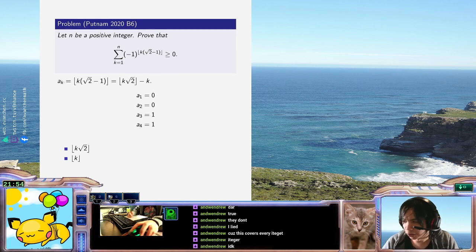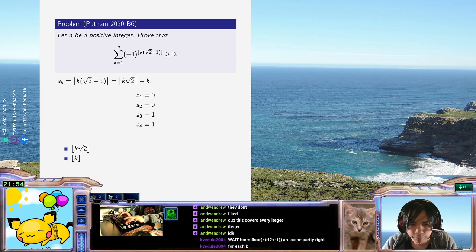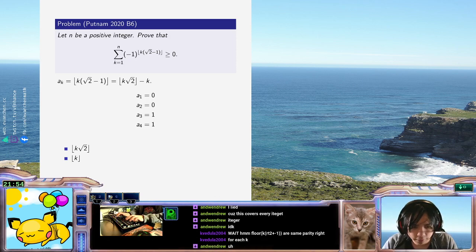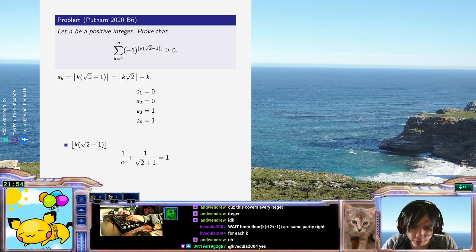Actually, so here's what I'm going to do. Because I want to use BID sequences, I'm going to let one of them be k times square root 2 plus 1. So this will have the same parities, but it will have a complementary sequence by BID's theorem. And BID's theorem is like 1 over alpha plus 1 over square root 2 plus 1. Okay, and I am a mathematician, which means I have no idea how to do calculations like this, but let's give it a shot. So this is square root 2 minus 1, right?